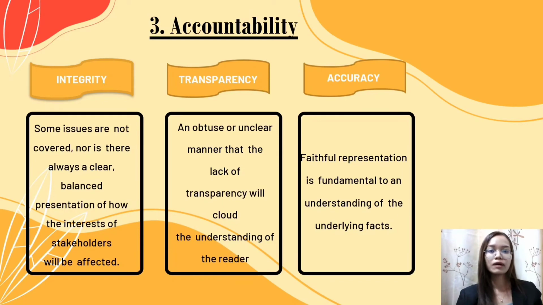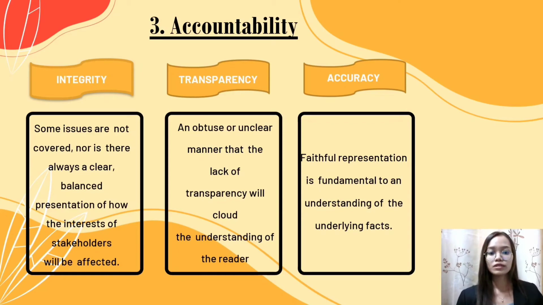Next part is about accountability. The needed improvement in integrity, transparency, and accuracy has motivated the discussion among accountants about the nature of the guidelines they should follow in the preparation of report, rules, and principles. So, what is meant by integrity? Integrity is when some issues are not covered, nor is there always a clear, balanced presentation of how the interests of stakeholders will be affected.